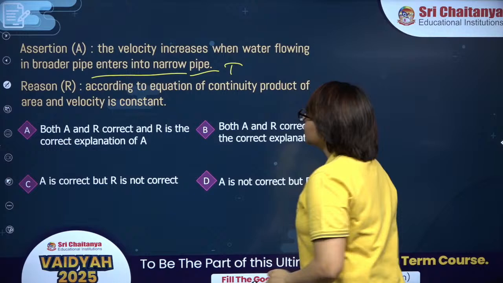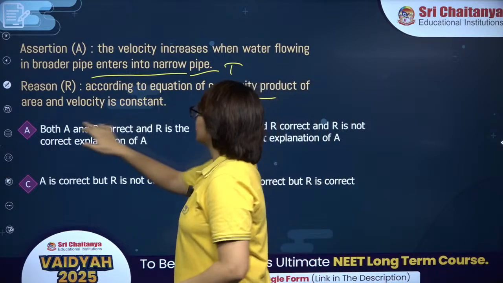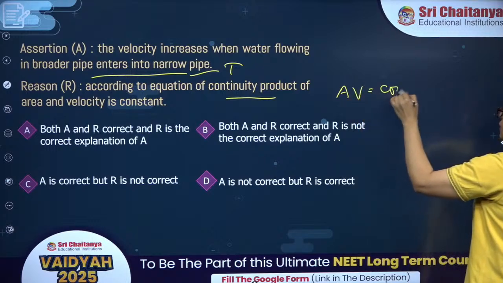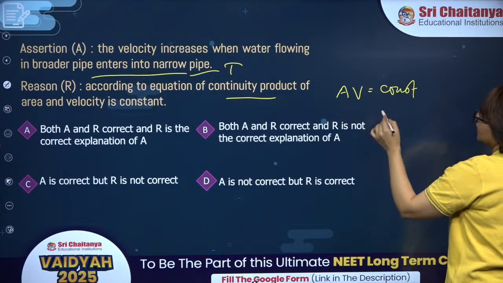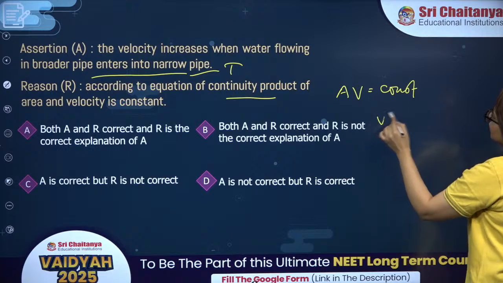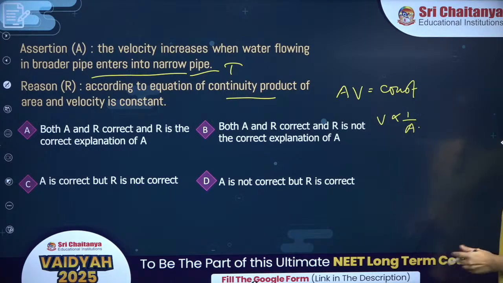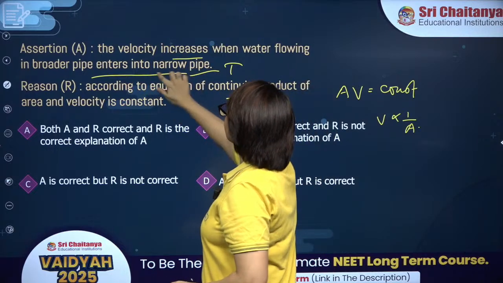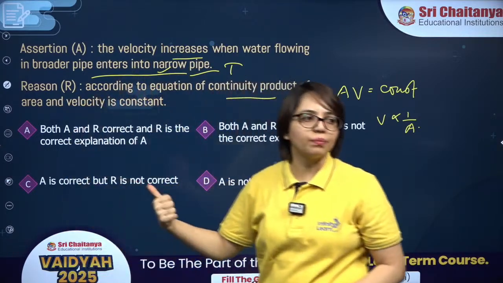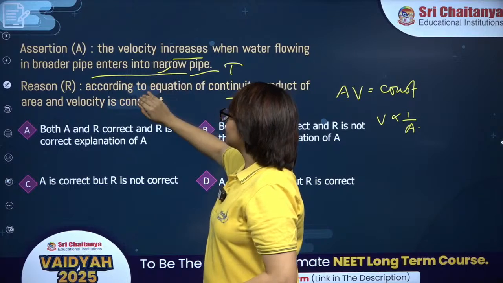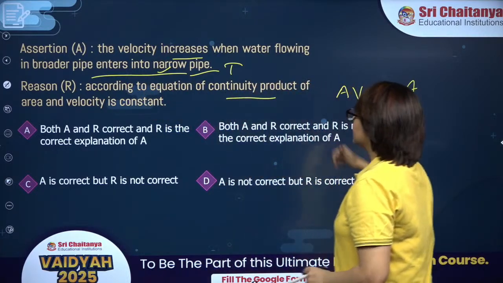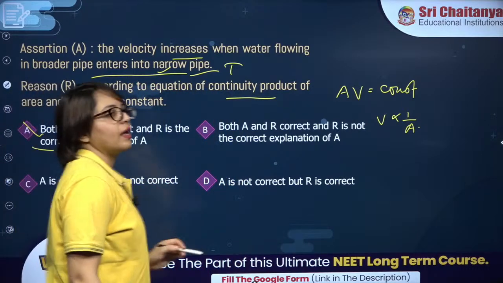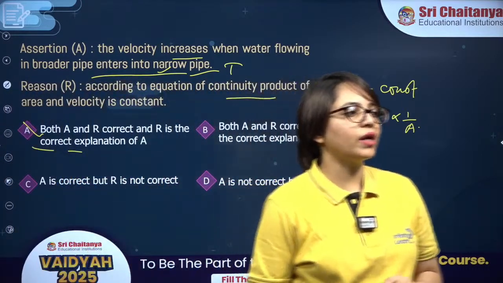For that we have the reason. According to the equation of continuity, the product of area and velocity is constant. A into V is constant, which is also true. So if AV is constant, velocity is inversely proportional to area. If area is less, velocity will be more. That is why water flows with higher velocity in a narrow pipe than the broader pipe, right? So assertion and reason both are true, and reason is the correct explanation of the assertion. So the correct answer is option A. Well done guys, well done.